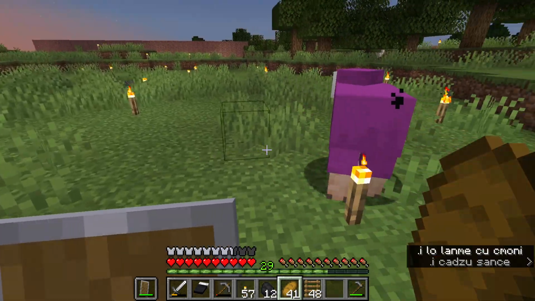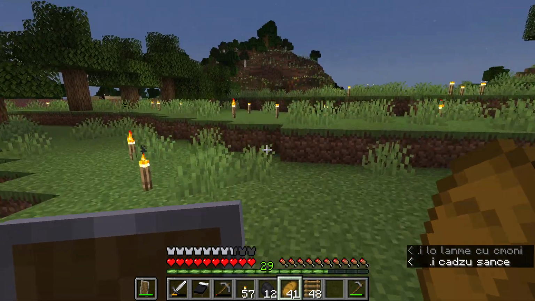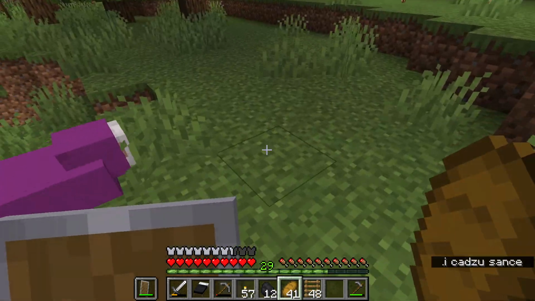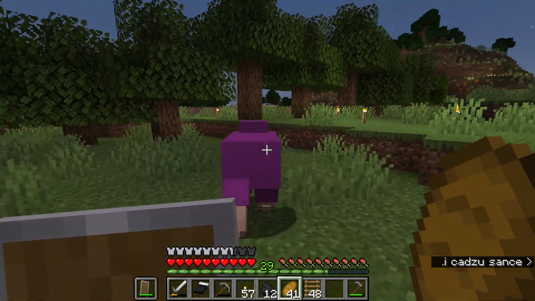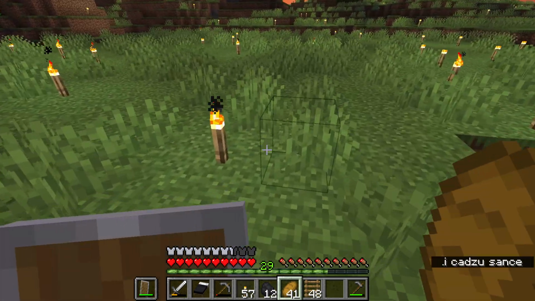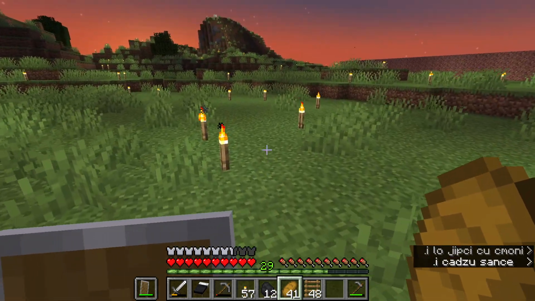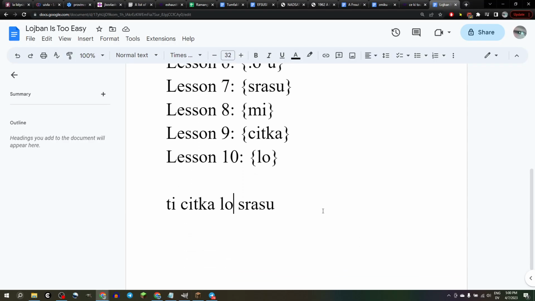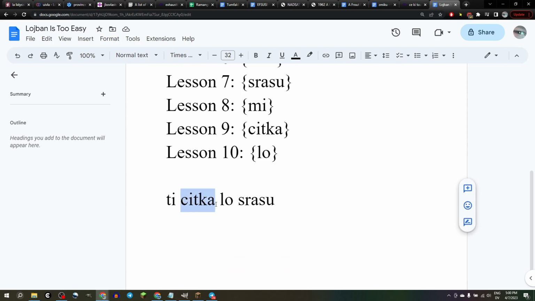Okay, and so we can also make the verb, instead of just shitka, a whole tanru like this. Iti lanme shitka lo strasu. So then we've got this verb here, that's the main verb of this sentence, and it can also be a stacked verb. We can stack another verb here. So this sheep eats, which is a kind of eats a grass, a thing that's grass.